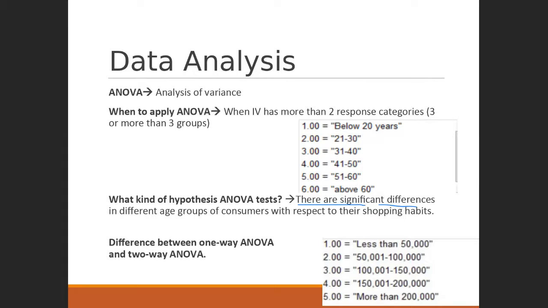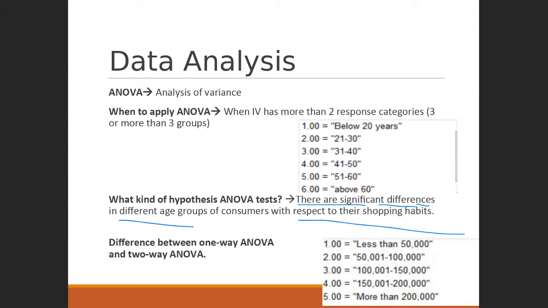So what kind of hypothesis does ANOVA test? If your hypothesis is like this, then you need to use ANOVA: there are significant differences in different age groups of consumers with respect to their shopping habits. This hypothesis is suggesting whether consumer buying habits are different for different age groups. If at least two group means out of these six groups are significantly different from each other, our hypothesis will be accepted, as we could say with 95% confidence that at least two age groups are different in terms of their shopping habit.